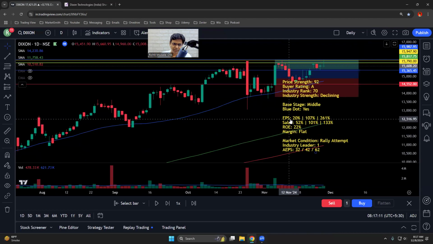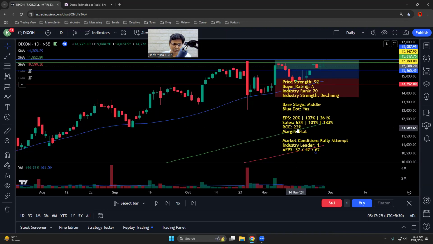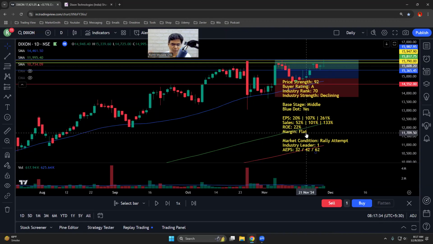Look at the fundamentals. Latest 3 quarters EPS growth 20%, 107%, 261%. Accelerating EPS growth for the latest 3 quarters. Accelerating sales growth for the latest 3 quarters: 52, 101, 133. ROE, return on equity, is more than 17%. Margin is flat. So there hasn't been any change in the margin. If you look at the past 10 years, 5 years, 3 years, it remains flat somewhere between 2 to 3%. For this kind of electronic contract manufacturing business, I think it's a decent margin.